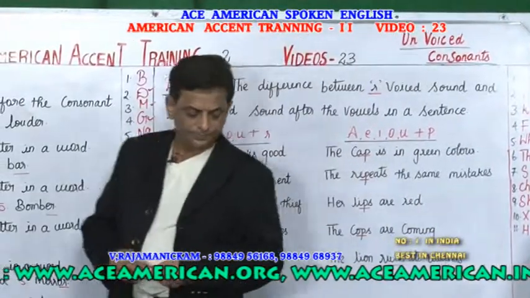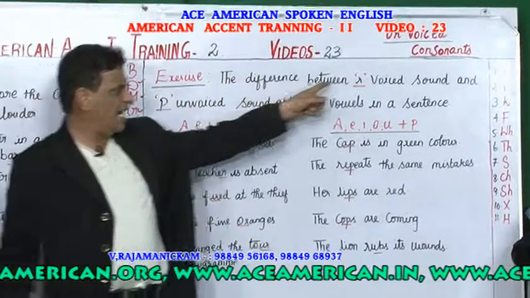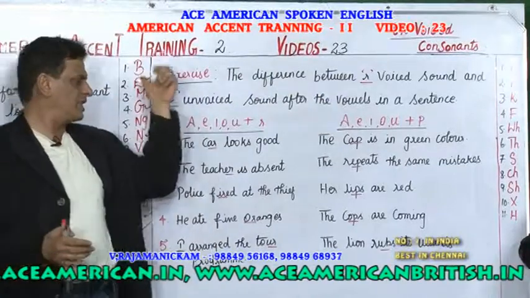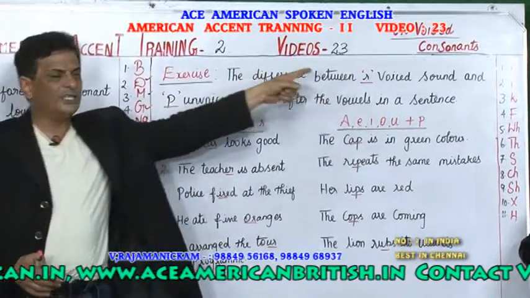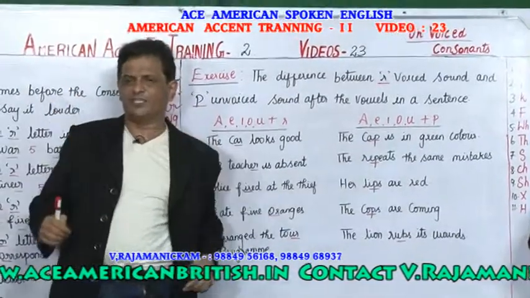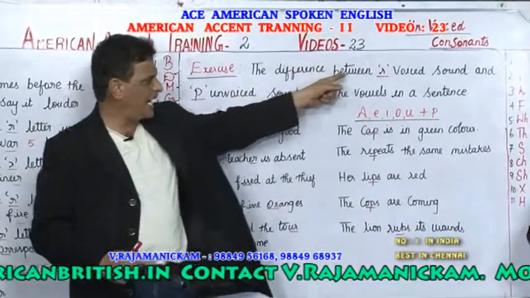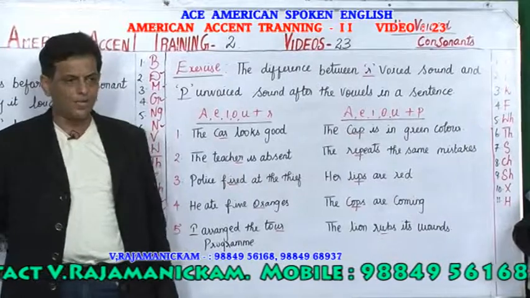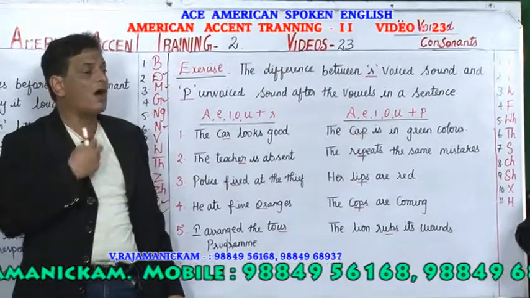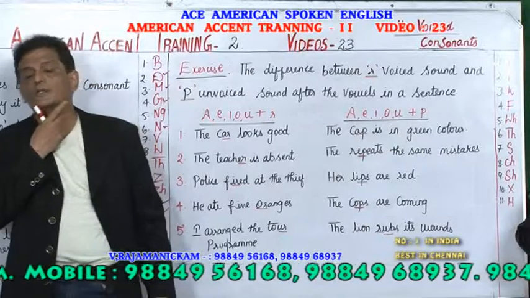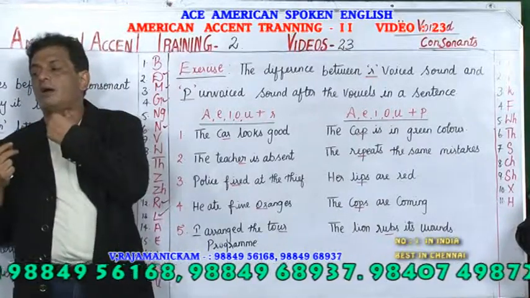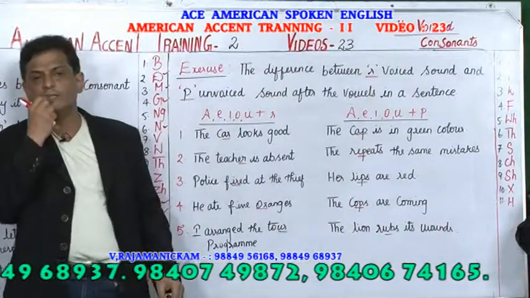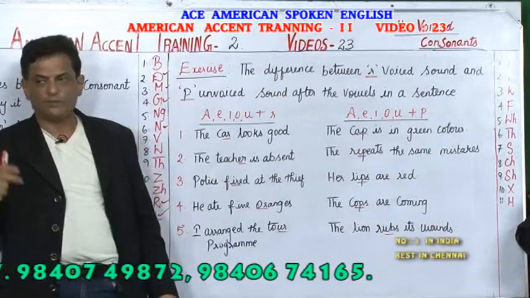Now coming here. The difference between R voiced sound, you are taking one R voice, you are finding out the difference between this and that. Before these sounds, if A-E-I-O-U comes, what is the difference of the vowel sounds? So the difference between R voiced sound and P unvoiced sound. R is produced as R. So, vibrations happen in your throat. When you say R, it is manufactured here. And P is manufactured here. Not much of effort, isn't it?